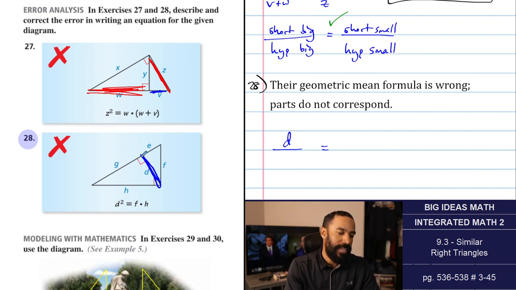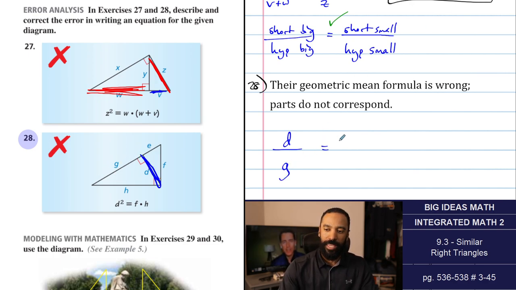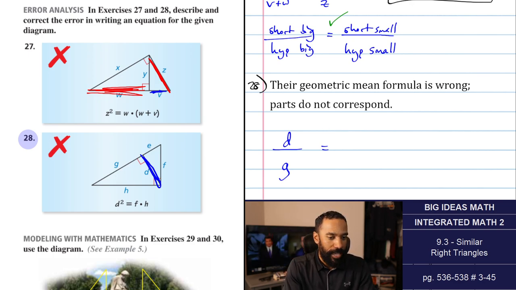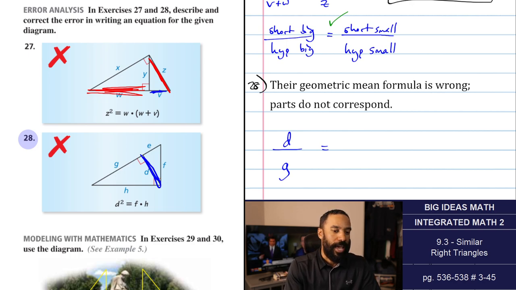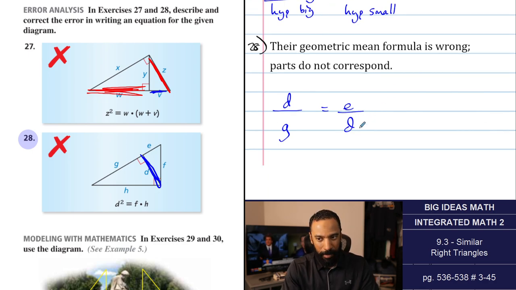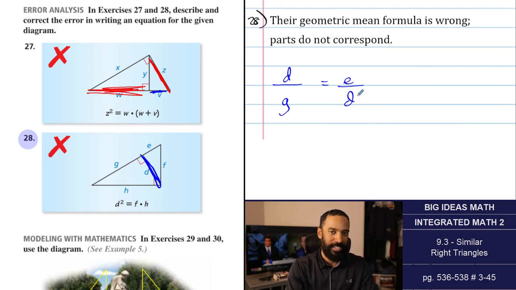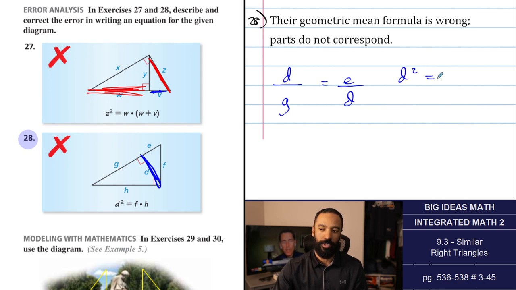Let's say the long leg in the... How did I call D to begin with? The long leg in the small? Let's find the long leg in the medium, G. So D over G equals... Right? D over G equals... Now, I did long leg in small, long leg in medium. Let's find something else in the small and something else in the medium that we can use. Like the short leg in the small, E, over the short leg in the medium, D. The reason I bring those up, I was going to do other ones, but we want to get D squared. Cross multiply and we get D squared equals G times E.